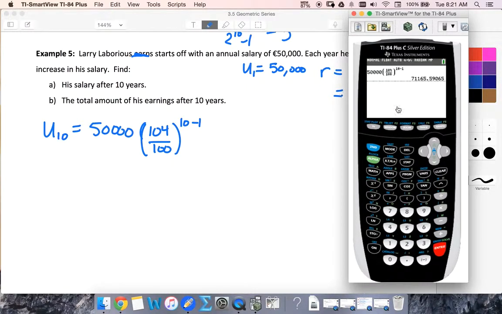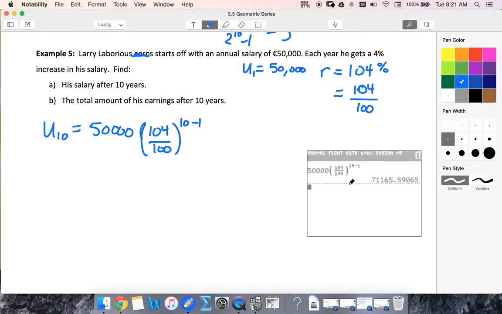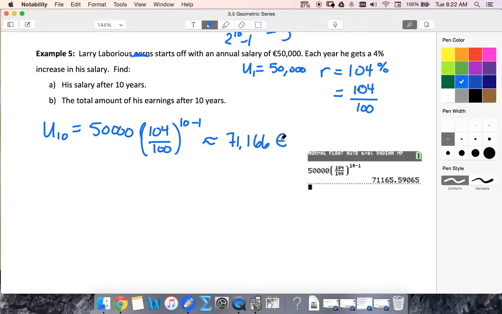So his salary after 10 years, he's making now 71,165 euro. We would round this one. It doesn't tell us what to round to, but for a salary, we would probably round to the nearest euro. And of course, on a test or something, we would say to the nearest euro. So let's say 71,166 euros is his salary after 10 years.